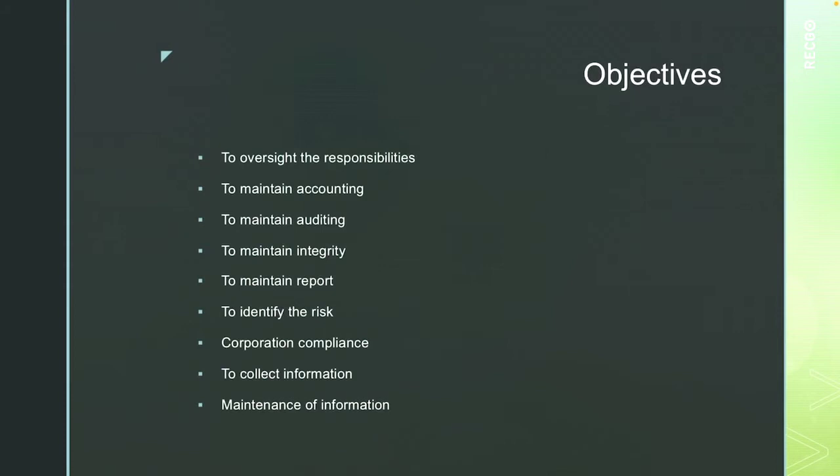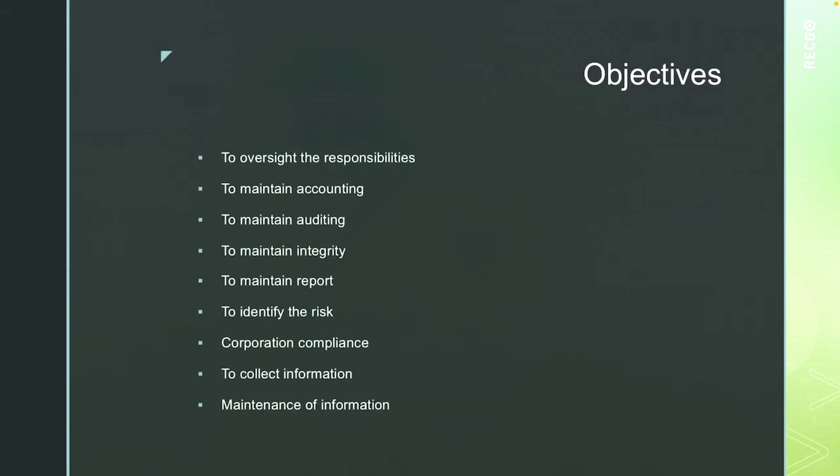Qualifications are nothing but, if the auditor is not satisfied with the financial statement or the balance sheet or the profit and loss account prepared by the company, that point should be mentioned, and those points will be known as qualifications. Independence and performance of the corporation's external auditor.